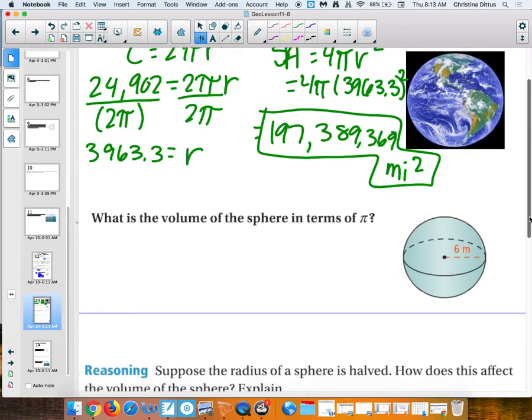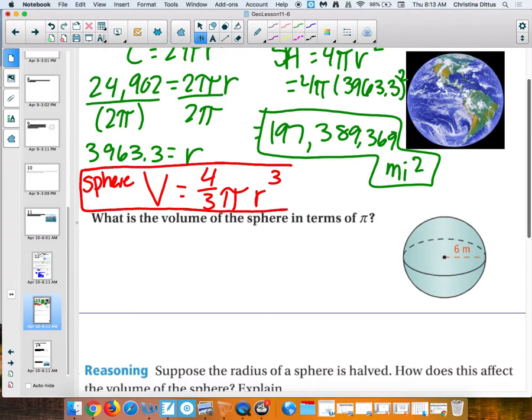There's no place to write this, so we're just gonna write it right here. A volume formula. Volume for a sphere is 4/3 pi r cubed. When did we learn this? Just right now. There's no place to write that formula. I don't know why. I'm very sorry.